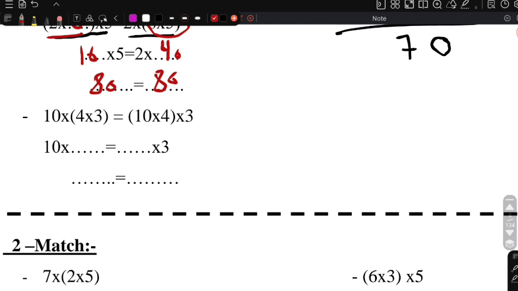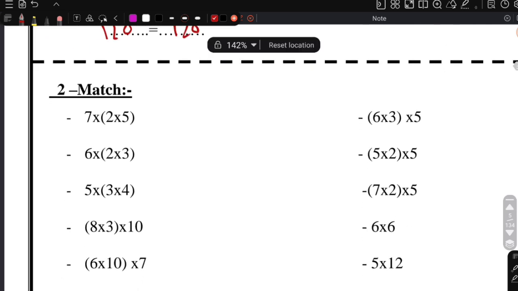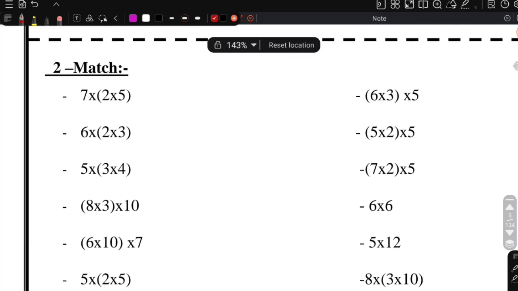10 times 4 times 3. I will start with the parentheses. 4 times 3 equals 12, and 4 times 10 will be 40. 3 times 40 will be 120, and 10 times 12 will be 120. So the second question, match.